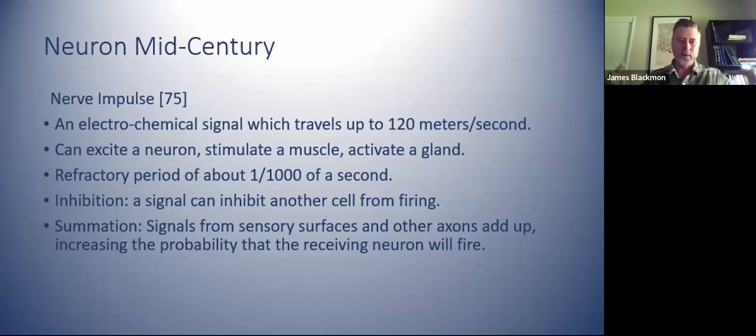And then finally, summation is where the signals from sensory surfaces and other axons come together. So you have neurons in your retina, and they're responding to photoreceptors that are responding to light, right? But then in your brain, you have neurons that are responding to other neurons. And when they get that input, that gets summed or added up, and that may or may not reach a threshold and determine whether the receiving neuron will fire.